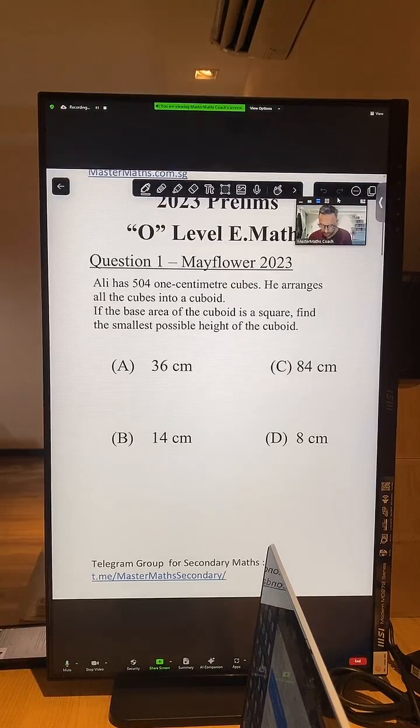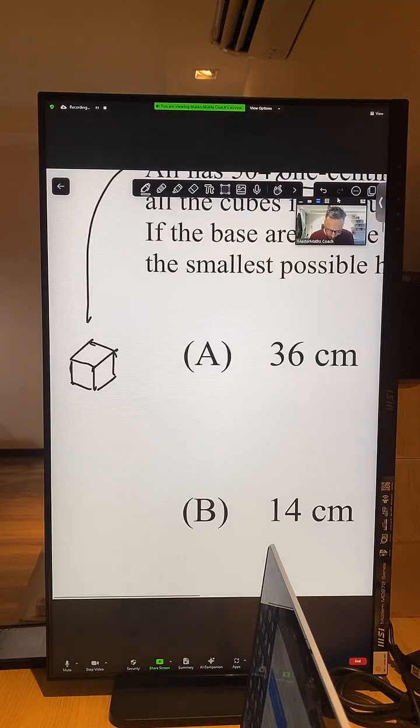So, Ali has 504 1 centimeter cubes. So, what is a 1 centimeter cube? Alamak, my pen isn't working. Okay, now we're in action. So a cube, you all know what a cube is? It's got 6 sides or 6 faces, 1 cm by 1 cm by 1 cm. So the total volume is 1 centimeter cube, because you take 1 cm times 1 cm times 1 cm, that gives you 1 centimeter cube.